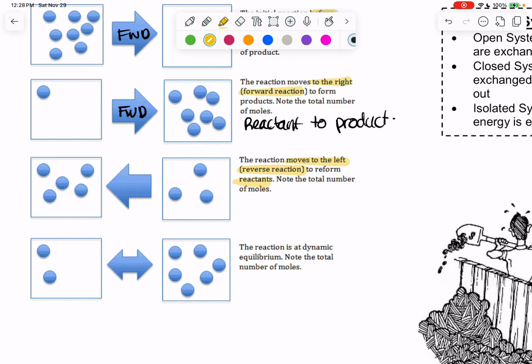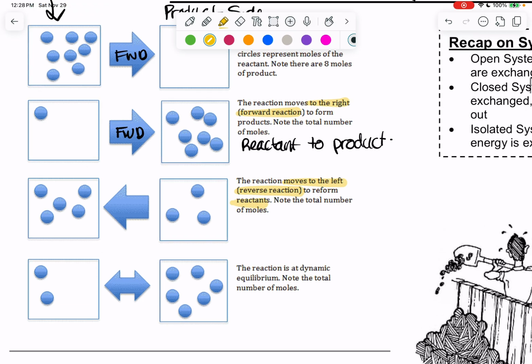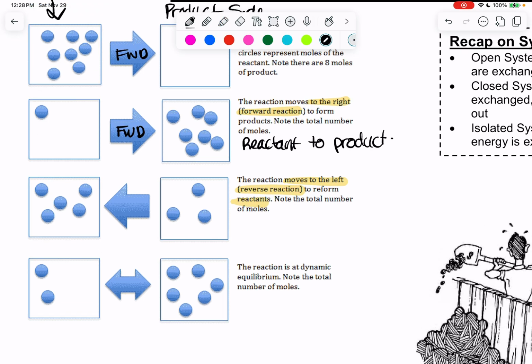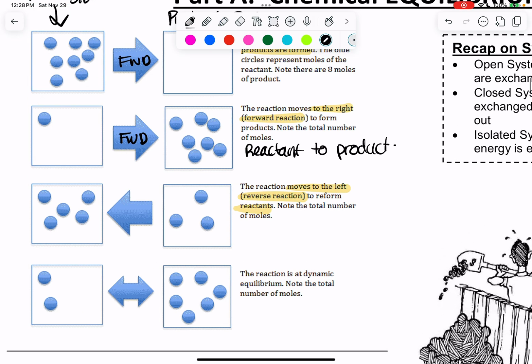But the total number of moles remains the same, right? So I start with, let's count, 1, 2, 3, 4, 5, 6, 7, 8. I still have 8. I still have 8. So the number of moles remains the same.